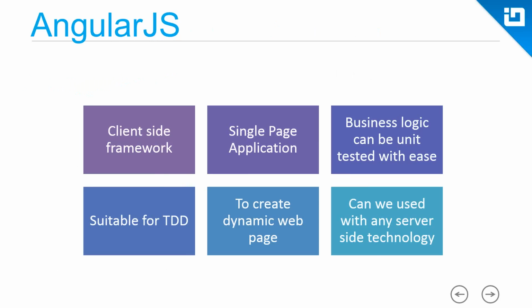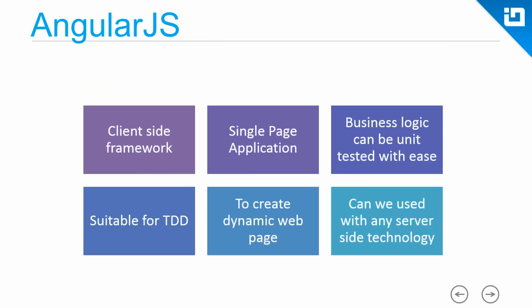As we see, AngularJS is a client-side framework to create single-page applications. When we say it is a client-side framework, all the AngularJS code you write gets executed in the client browser. It has nothing to do with your server. Having said that, an AngularJS application can work with any server-side technology. So you can create your web API and your services in any server-side technology like ASP.NET or PHP, and you can use them in a single-page application created using AngularJS.